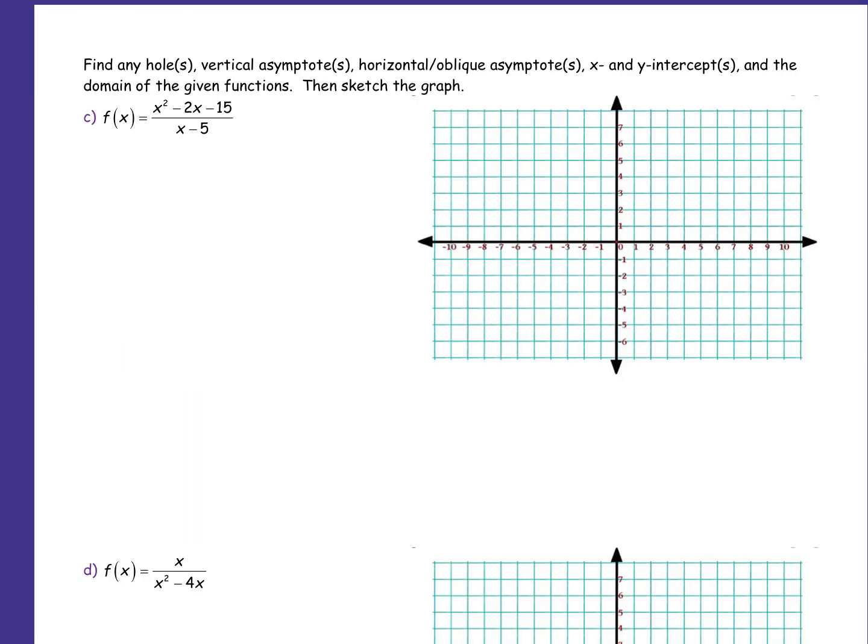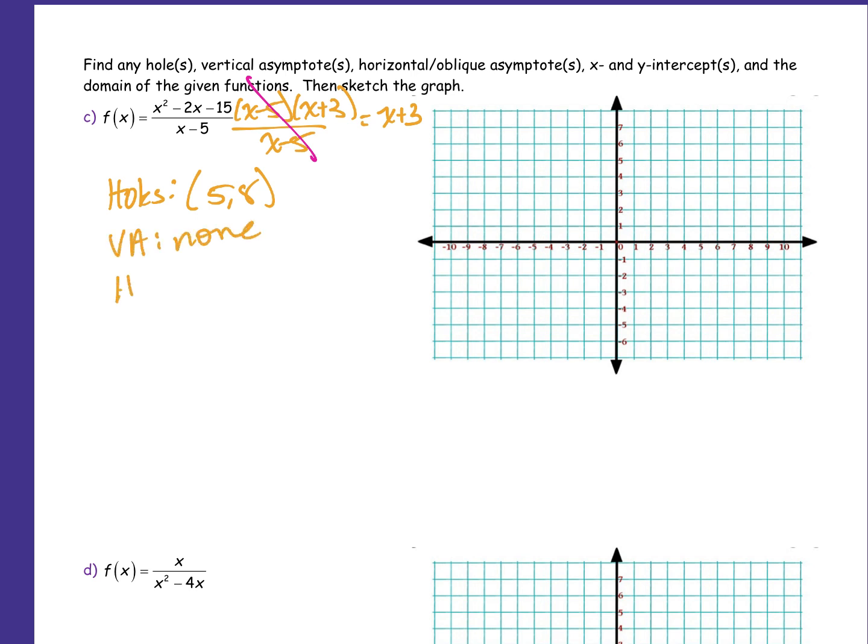Okay, let's see, factor, right? So I've got x minus 5 times x plus 3 all over x minus 5. So that gives me x plus 3. So I have a hole at 5, 8. Vertical asymptotes, none. Horizontal asymptote, none.